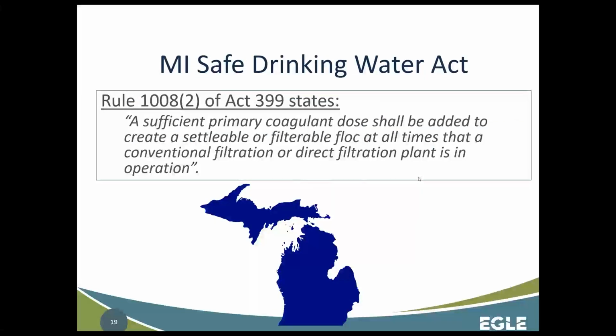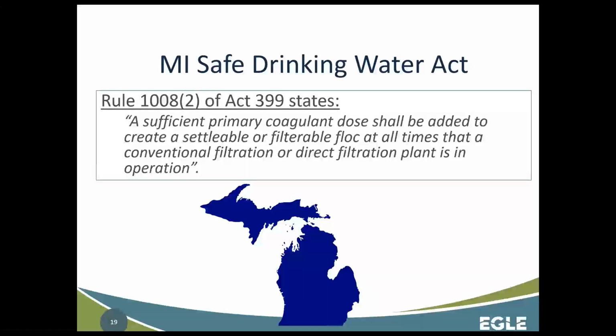So aside from the federal regulations, we've also got Act 399 here in Michigan. And I think Act 399 actually is a little bit more straightforward in some ways than the Code of Federal Regulations. And I really like this section right here. It just says, a sufficient primary coagulant dose shall be added to create a settleable or filterable floc at all times that a conventional filtration or direct filtration plant is in operation. So I think that makes it really clear. If you're running the plant, you have to be feeding a coagulant.